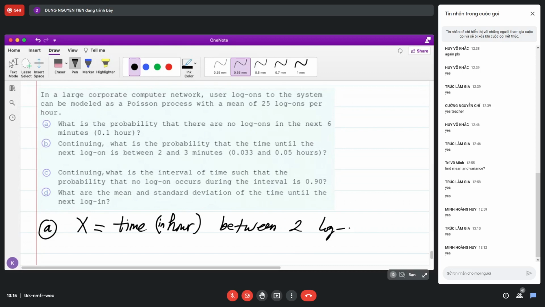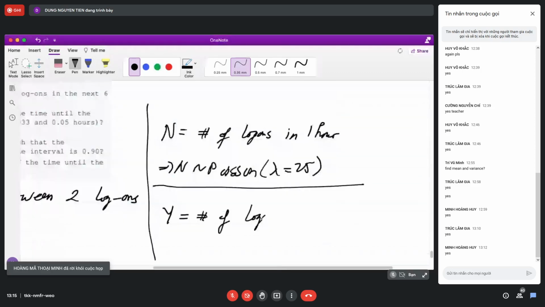Okay. Now, in question A, if you want to find the probability that there are no logons in the next 6 minutes, what do you think? In that case, I need to change the variable here. I can say y is the number of logons in only 6 minutes, correct? And then y follows a Poisson distribution with the parameter lambda.